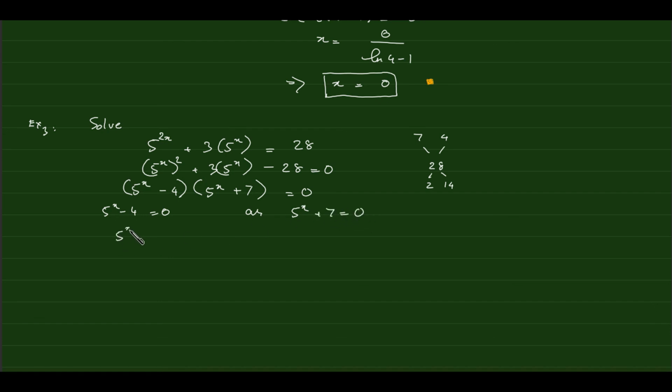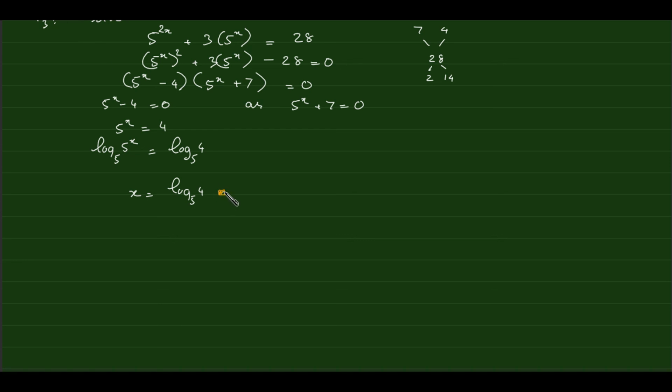Alright, so I have 5 to the x equals 4. Now we're going to take ln, or you can take log base 5. Okay, I never take log base 5, right? So let's try to take log base 5. Log base 5 of 5 gives you 1 according to the property. So you have x equal to log base 5 of 4. That's the final answer.